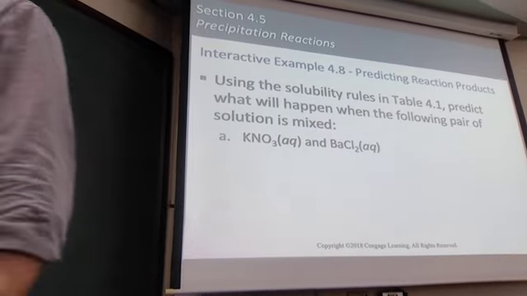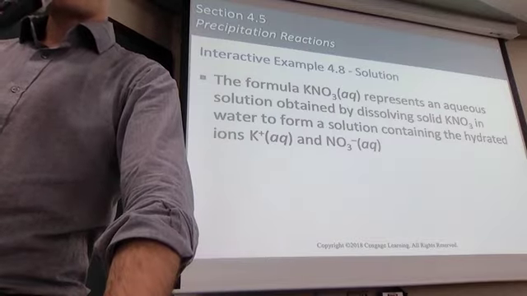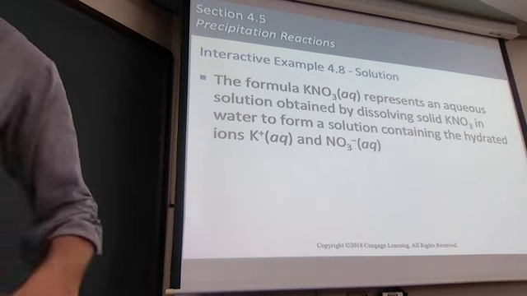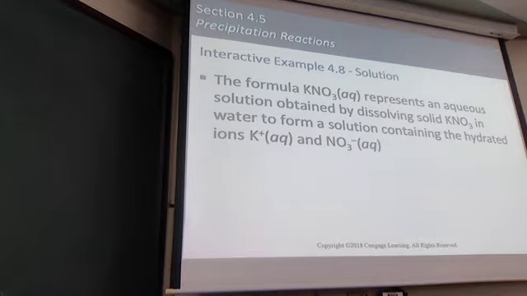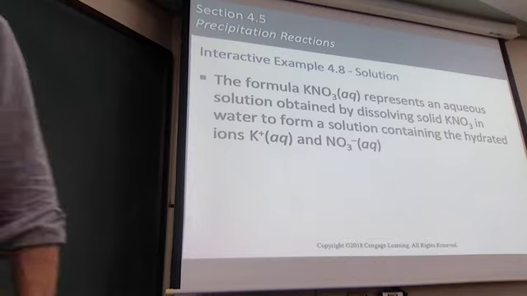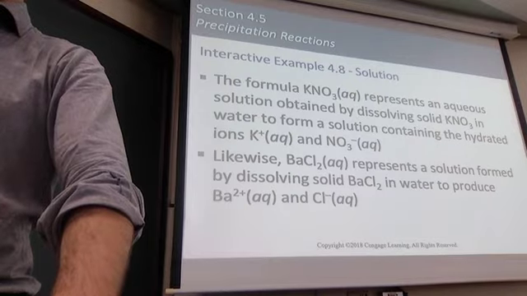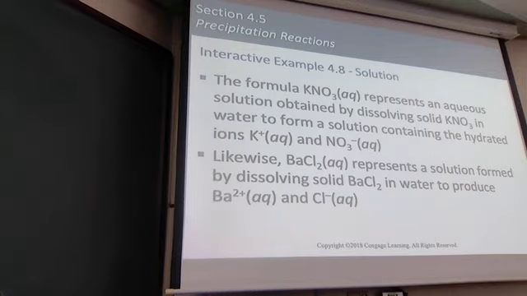Potassium nitrate and barium chloride. Okay, so what we just said is that potassium nitrate is involving potassium and nitrate. And we said potassium and nitrate both are very soluble. They will form soluble compounds. So we can say with relative certainty that this will be in solution.